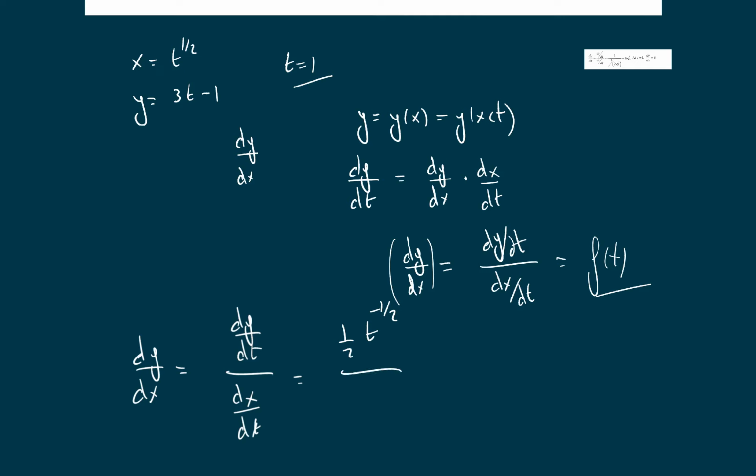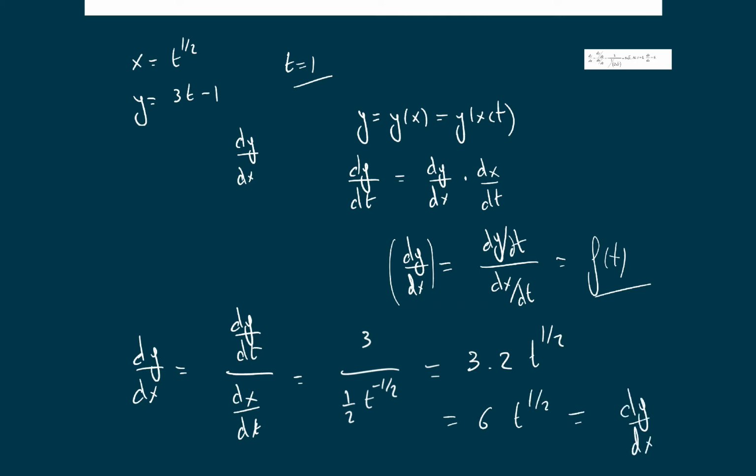divided by the derivative, sorry, this is going in the denominator, which is 1 half t to the minus 1 half. And in the numerator is the derivative of y respect to the t, which is 3. So this is 3 multiplied by 2. And the t to the minus 1 half would be t to the 1 half. So this is 6 multiplied by t to the 1 half. So the derivative of y respect to the x depends on t.